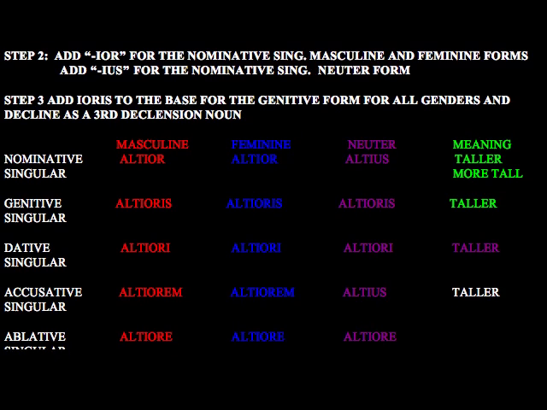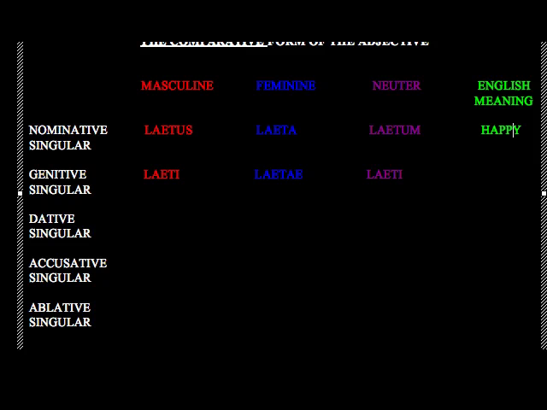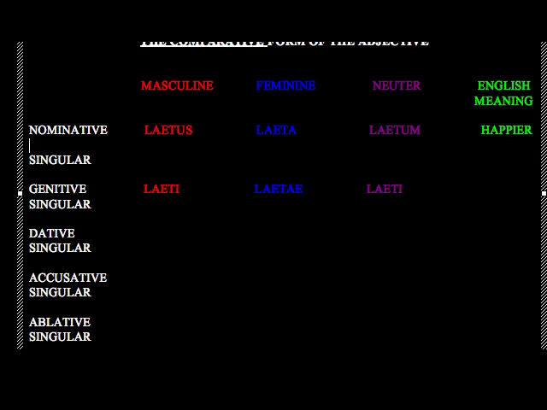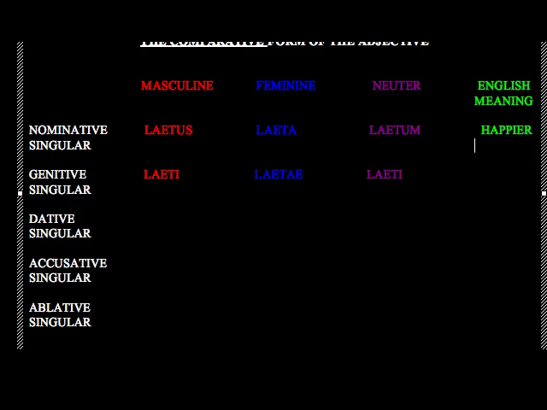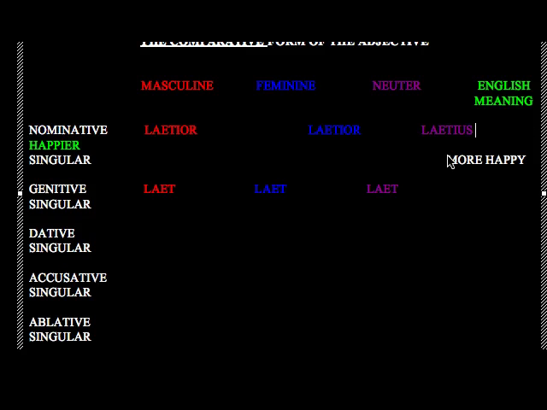So, let's try another one of these out. We have the adjective laetus, laeta, laetum. The genitive of that is laeti, laetae, laeti. So the English meaning is happy, but our comparative meaning is going to be happier, or, as we said before, more happy. Beautiful. And again, we go to the base, which here is going to be laet-. And then we're just going to add -ior to each of these forms, and -ius for the neuter.